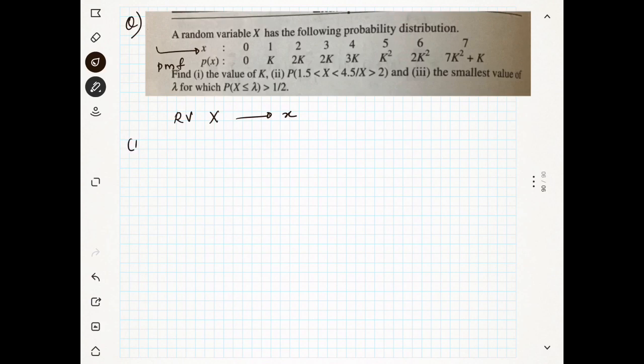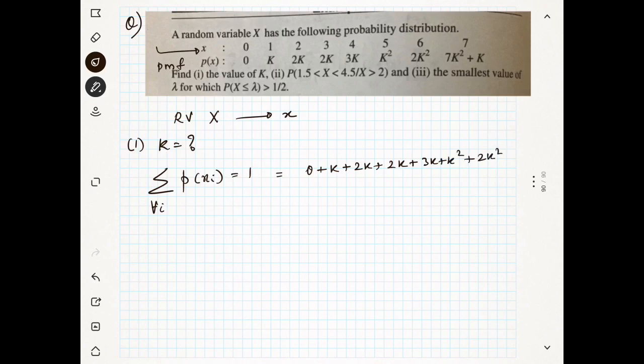Then what is the first part? The first part is to find the value of k. You know how to find k: the sum of all probabilities will be equal to 1, for all i. That means 0 plus k plus 2k plus 2k plus 3k plus k square plus 2k square plus 7k square plus k is equal to 1. You are adding all the probabilities for all the 8 values, starting from 0 and ending at 7.